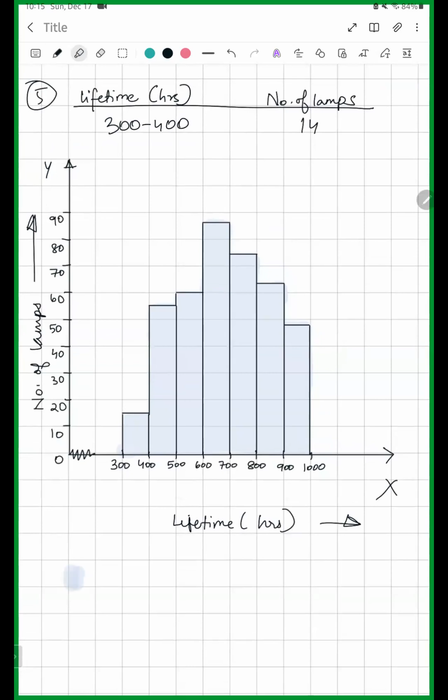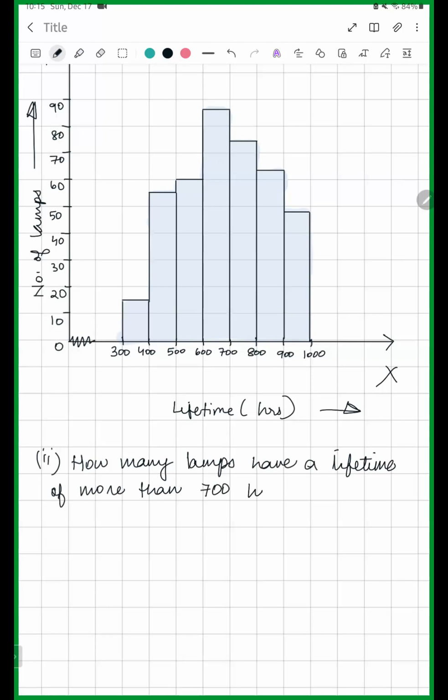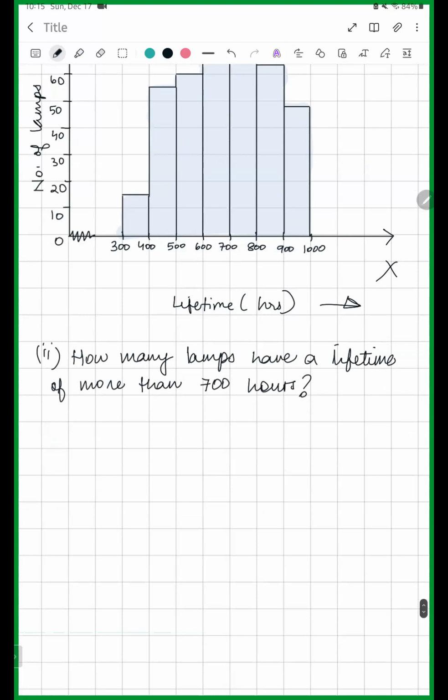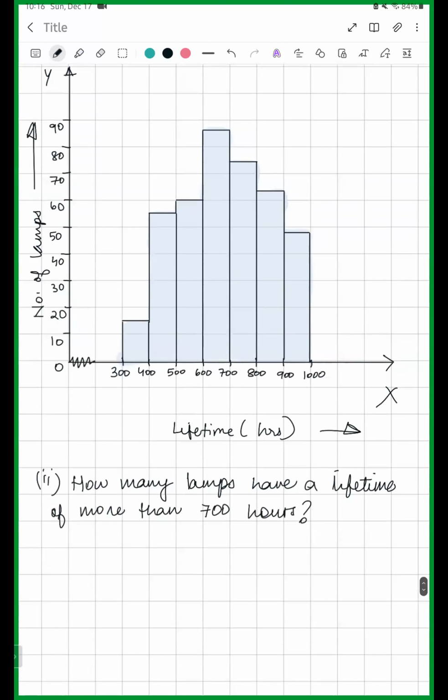And let's come to the second part of this question, which is how many lamps have a lifetime of more than 700 hours? Who will answer this question? More than 700 hours. How many lamps? You don't have to apply any formula in it. Yes, Abdul Jabbar, 74. 74. So let's count it. No, wait, ma'am, wait.